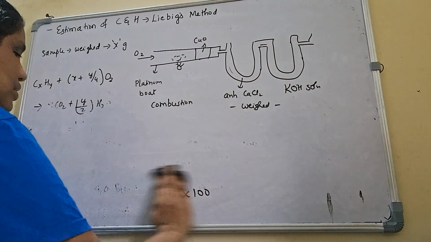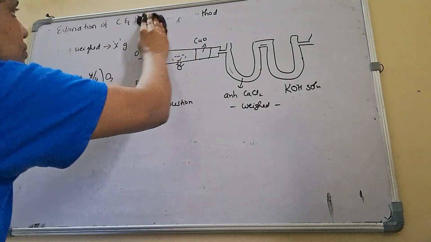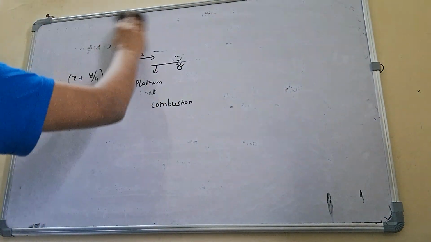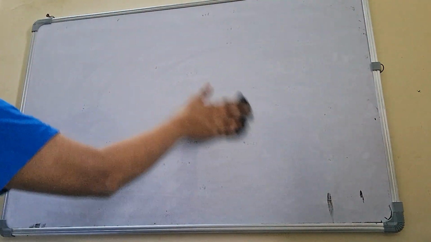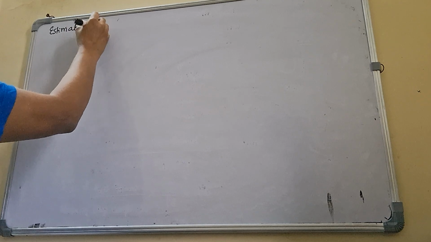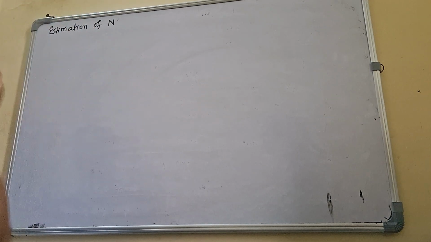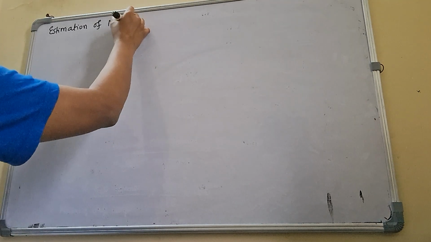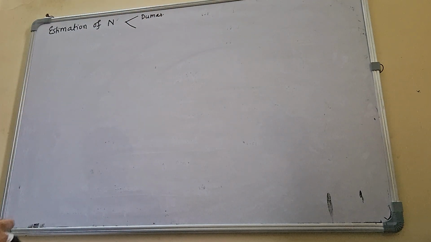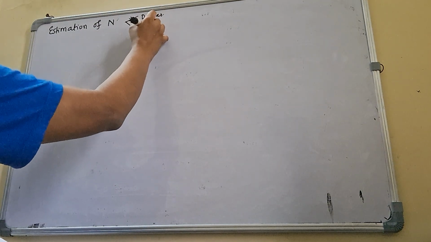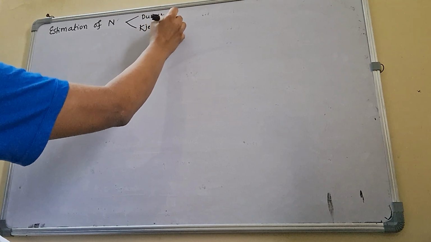Let's go to the second one, that is estimation of nitrogen. This is nothing but your combustion reaction, but you are going to understand the percentage composition, and based on that, you are going to understand what that compound is. Now there are two techniques here to estimate nitrogen. First is the Dumas method, which we'll be discussing initially, and the second one is Kjeldahl's method.